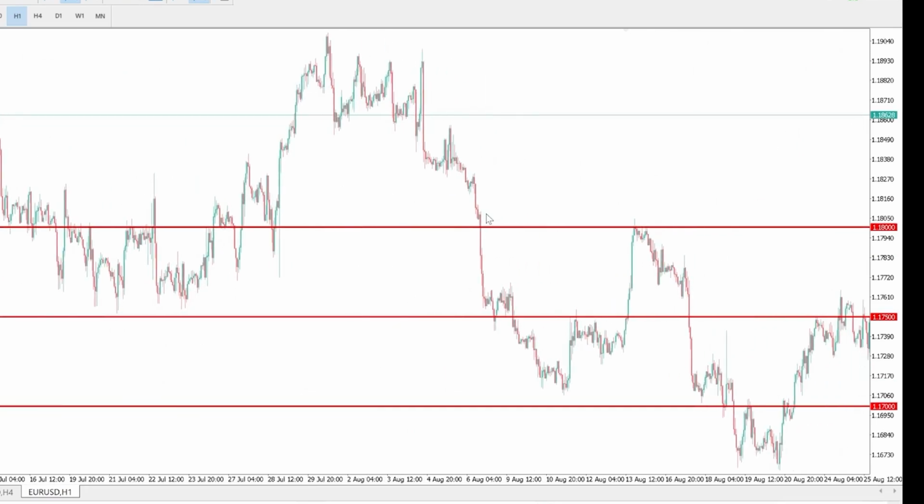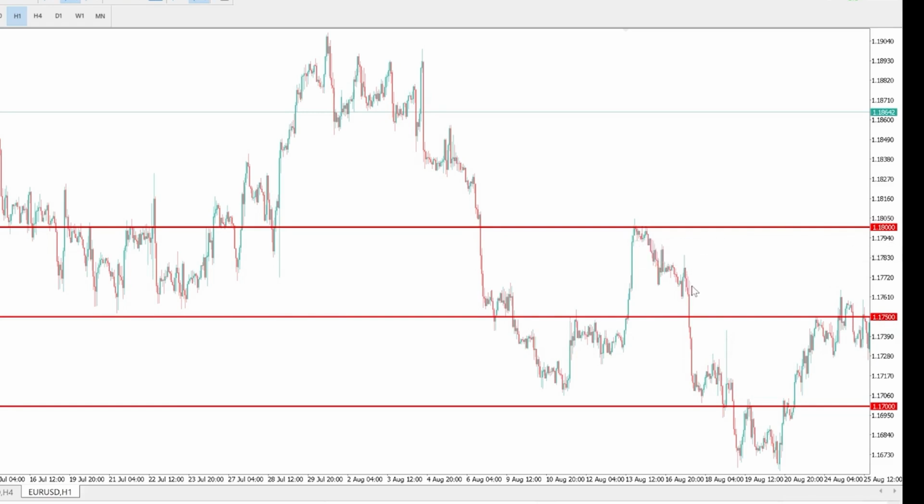As you can see here, this line was acting as support, but once it was broken, a very strong downward trend followed. You can see how significant the drop was after the break. It was a substantial decline in the market. This downward trend hit the next line, which acted as strong support, causing the price to bounce back. The price returned, but when this line broke again, it acted as strong resistance around the 1.17500 mark.